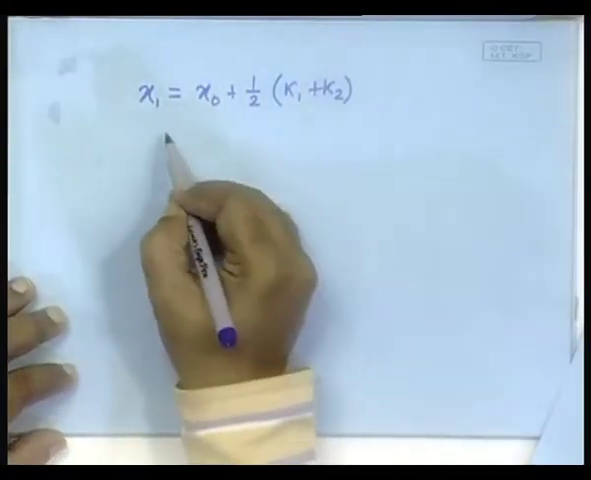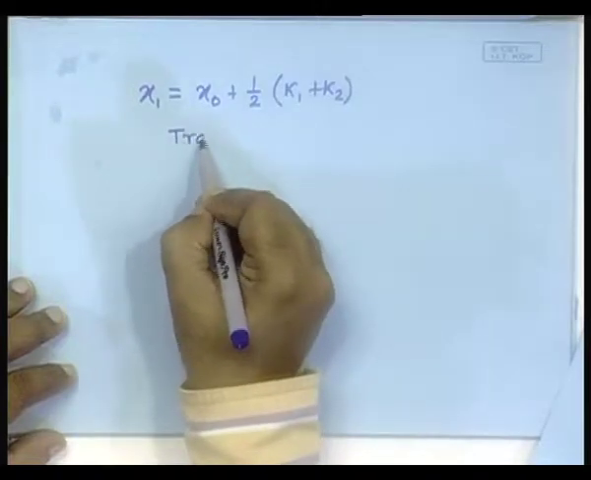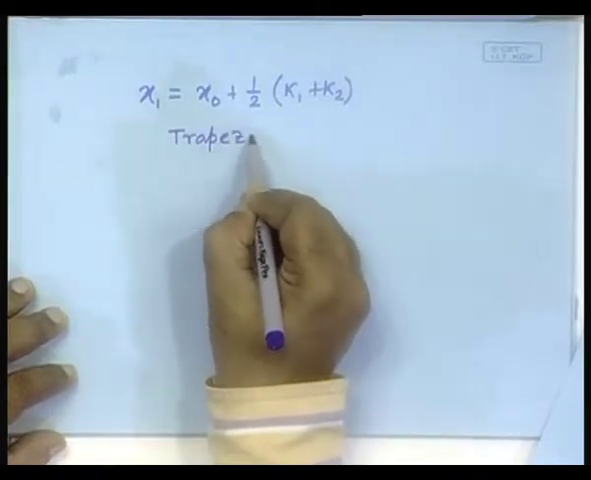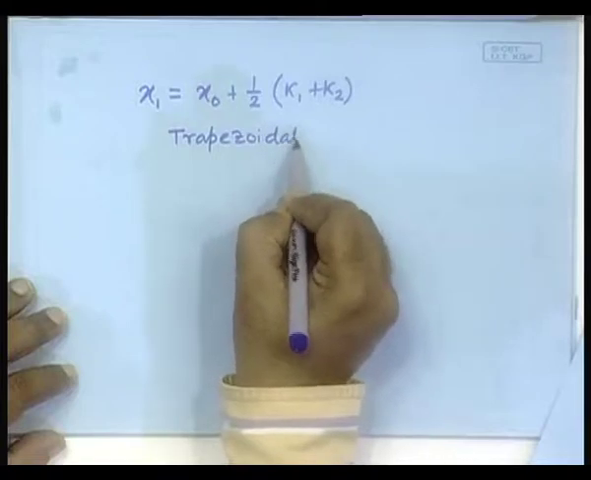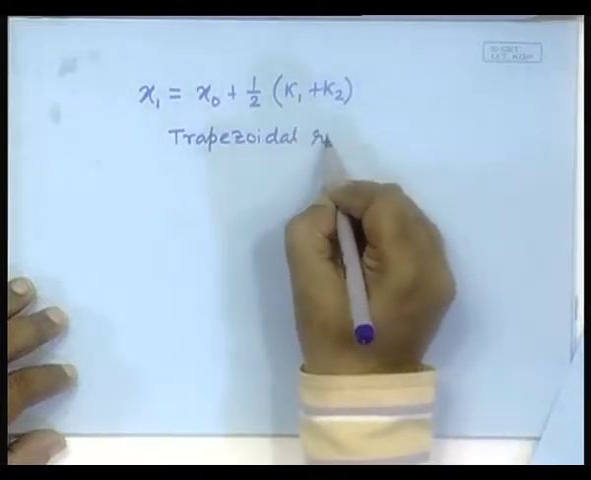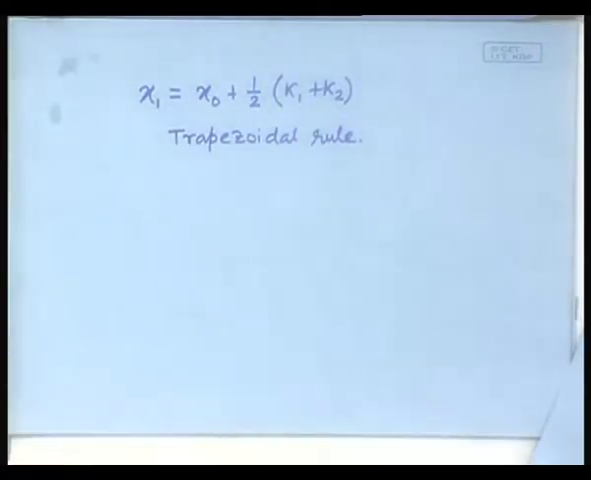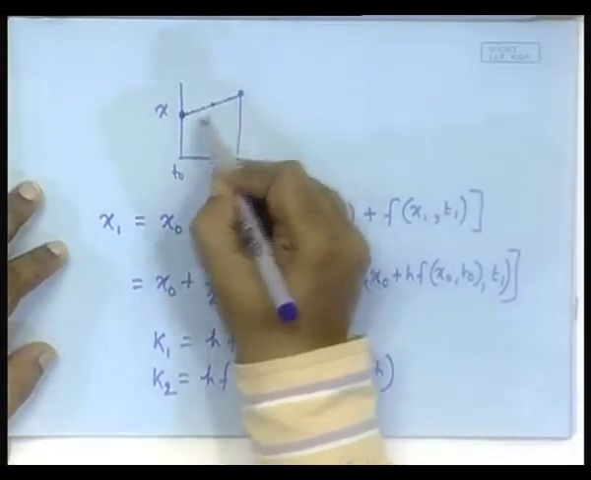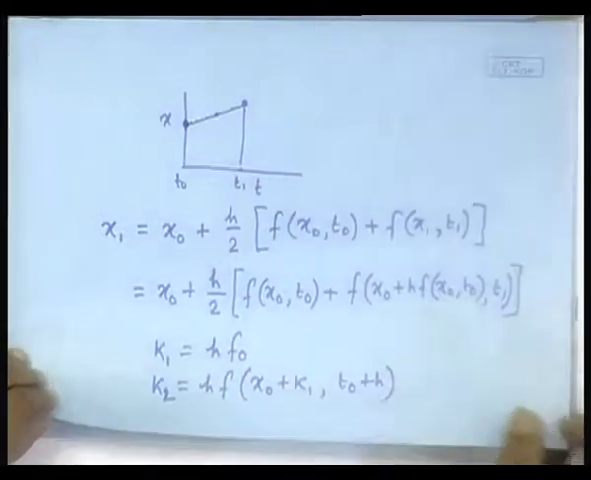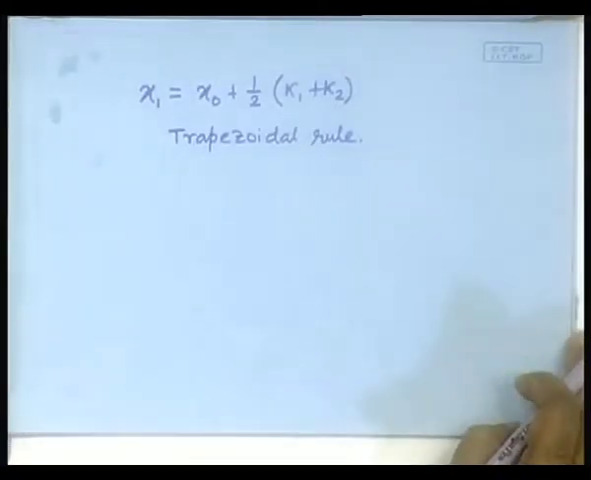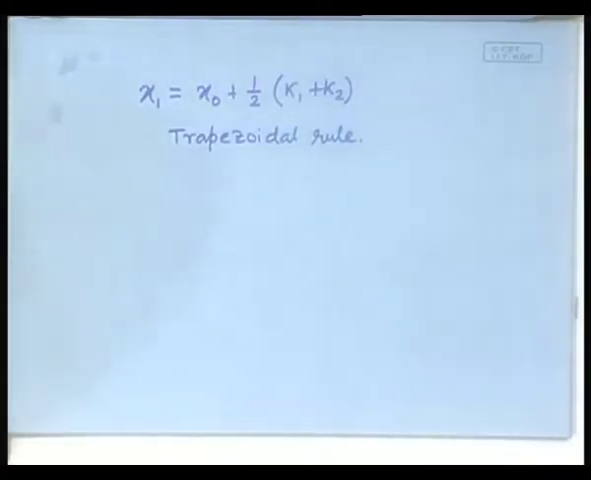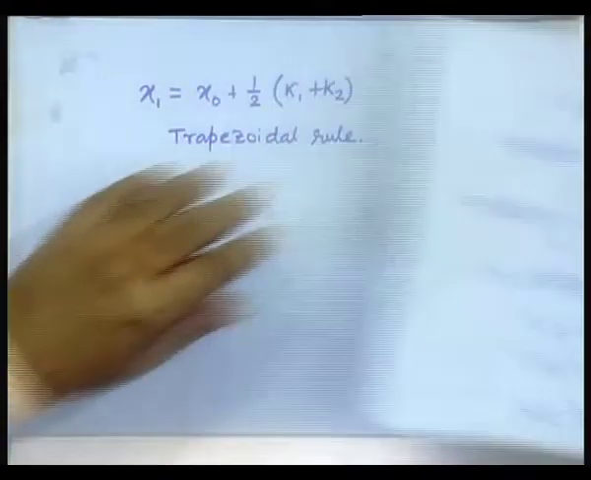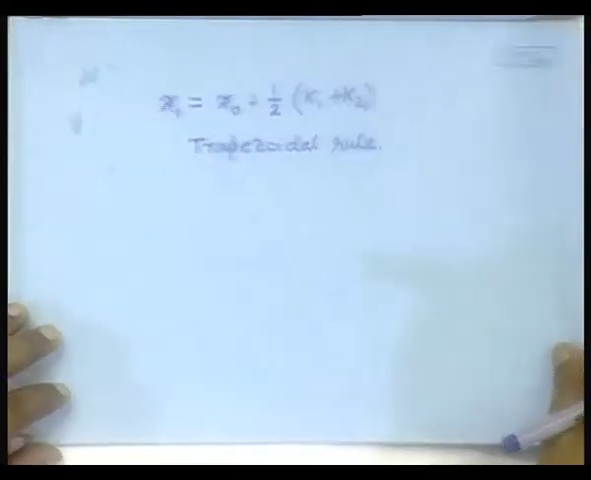Now, this is called the trapezoidal rule. Trapezoidal means what we have done is essentially say that it is a trapezoid, and then we have taken the middle point. Let us illustrate the same problem that we did earlier on the basis of the trapezoidal rule.